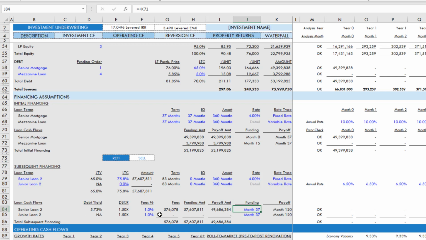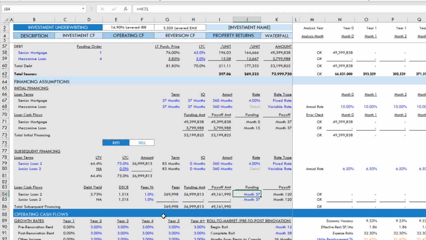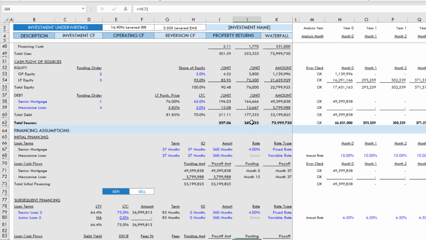There is no junior loan, so we can ignore that. There's 1% of fees. And then this tells us what the debt yield is on this loan, what the debt service coverage is, funding amount, payoff amount, because it's amortizing. And with that, we've modeled subsequent financing to take out that initial financing. And we have sufficient capital to cover both our renovation period and then our permanent stabilized period.